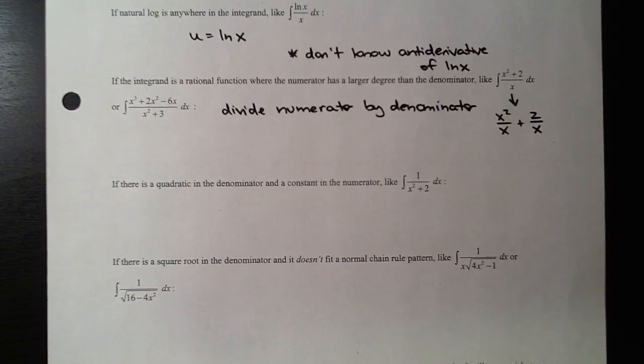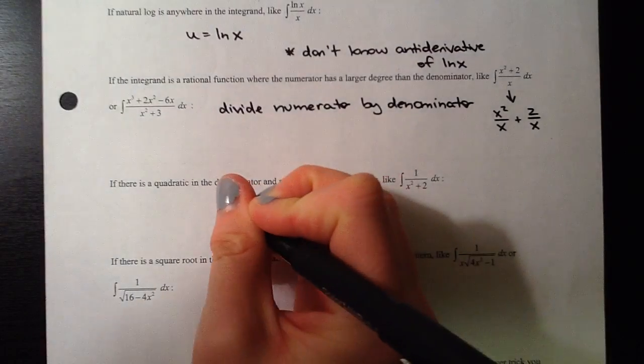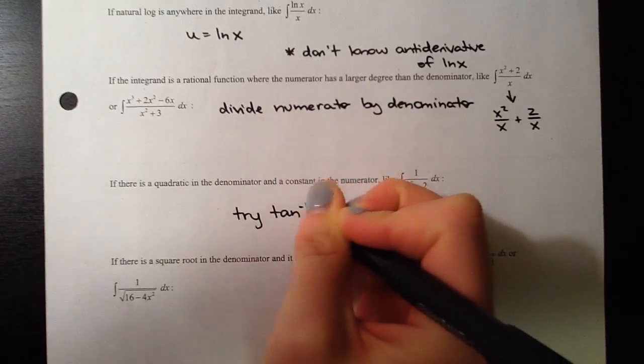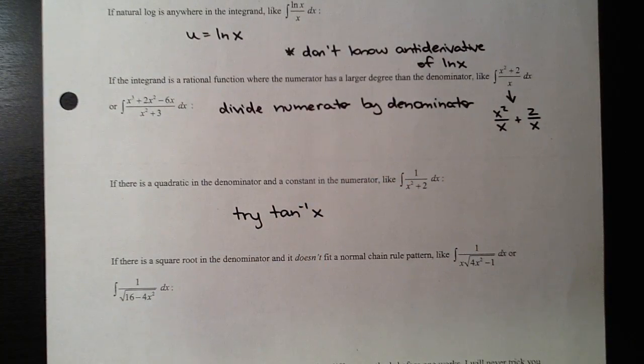Okay, if there is a quadratic in the denominator and there's a constant in the numerator. So normally you'd think, oh, if there's a quadratic in the denominator, it must be a u substitution, but there isn't an x in there anywhere. So if there's a quadratic in the denominator and a constant in the numerator, then it's probably going to fit into the form of tangent inverse. So somehow, some way, you're going to make some sort of substitution and get it to fit in with a tangent inverse.